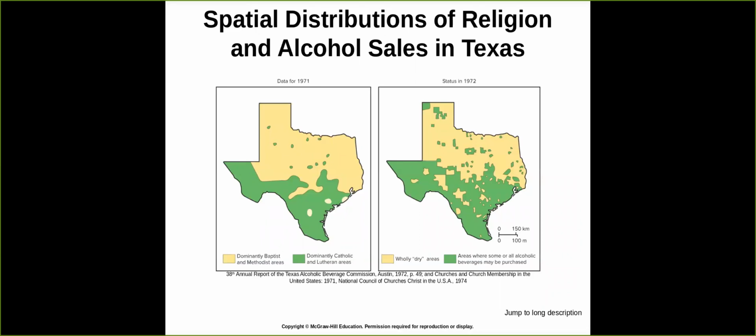This just gives you one aspect of how that can actually manifest itself and create a regional concept. We have here religion and alcohol sales. So attitudes of a religious body toward the use and sale of alcohol is, in the case of Texas here, quite highly correlated, where you have areas that are dominated by Methodists and Baptists having more of a dry county system, right, where no alcohol can be sold, and areas that are more dominantly Catholic and Lutheran are areas that are more open to the sale of alcohol.